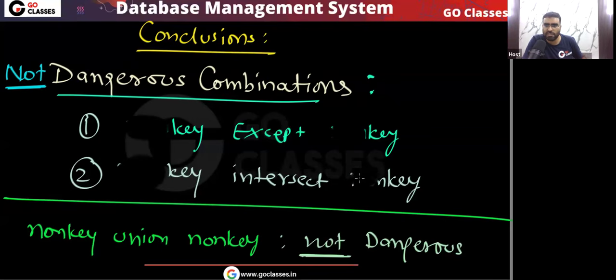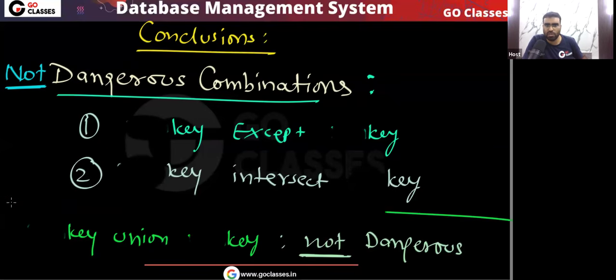Key attribute intersection key attribute, that is fine. Key attribute union key attribute, that is also fine. Okay, all these are actually not dangerous combinations. So that's it. Many combinations can be created. Remember, I hope all these points are clear. So let's move on now.